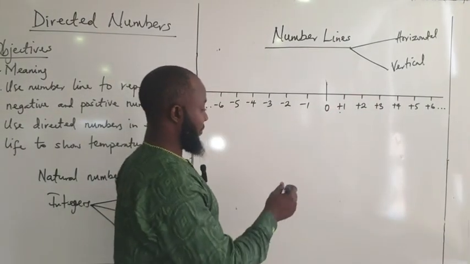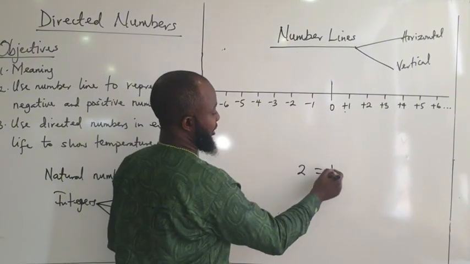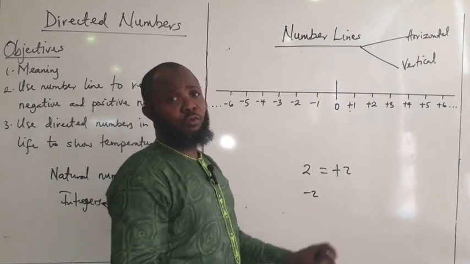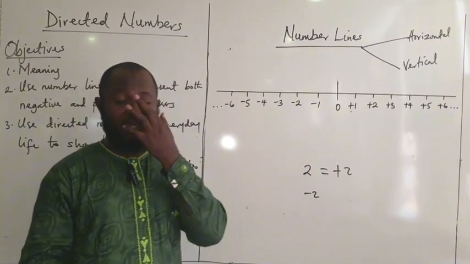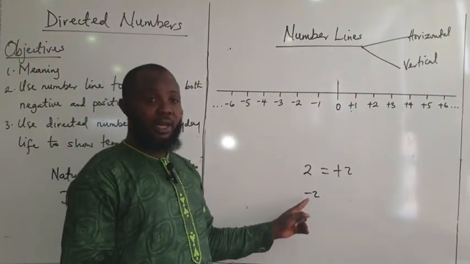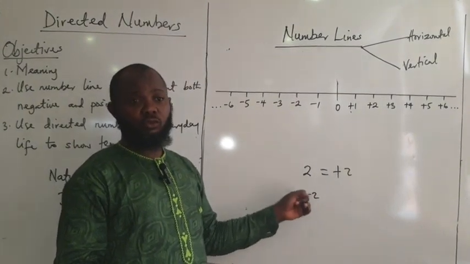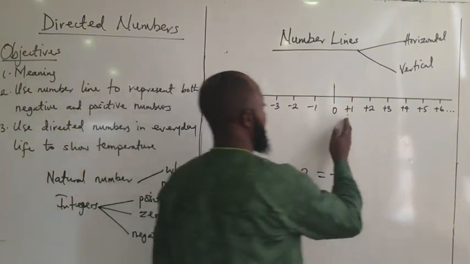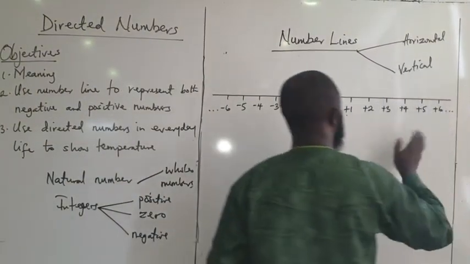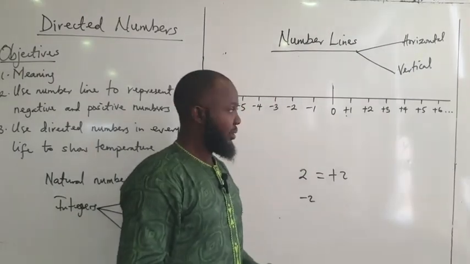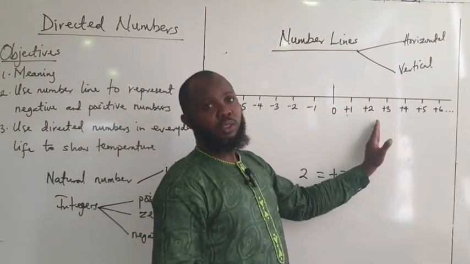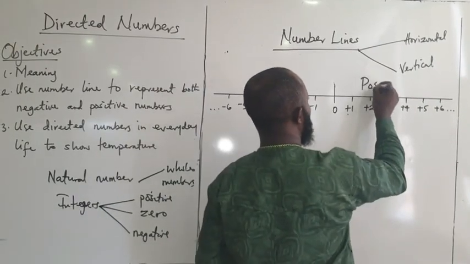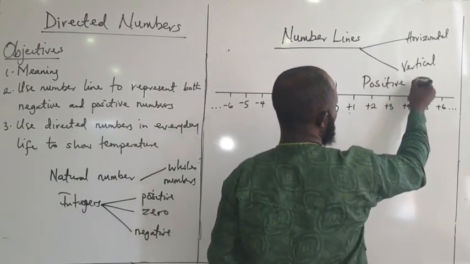If you write 2, it's the same thing as plus 2, right? If you have minus 2, for you to differentiate between positive and negative numbers, you must put the negative sign before the number to show that it is a negative number. As you move to your right, the number increases. When you move from 1 to 2, the number is increasing as you move to your right. So all these here are positive numbers.